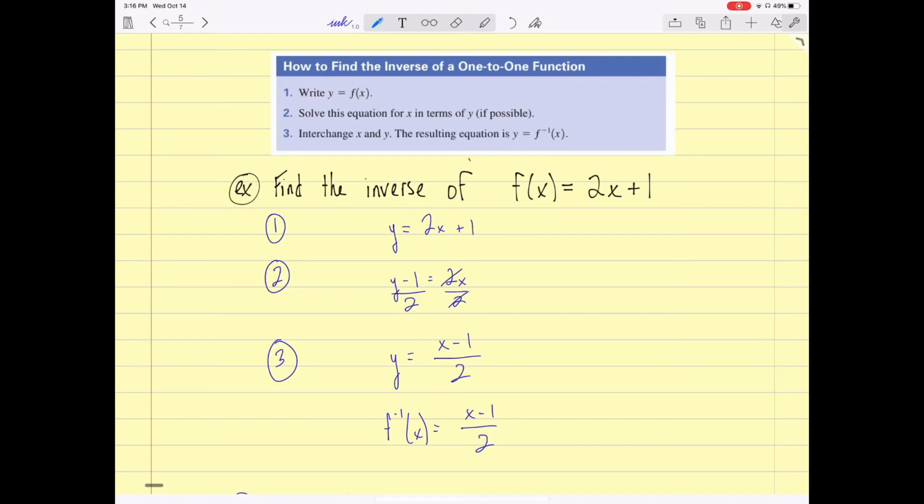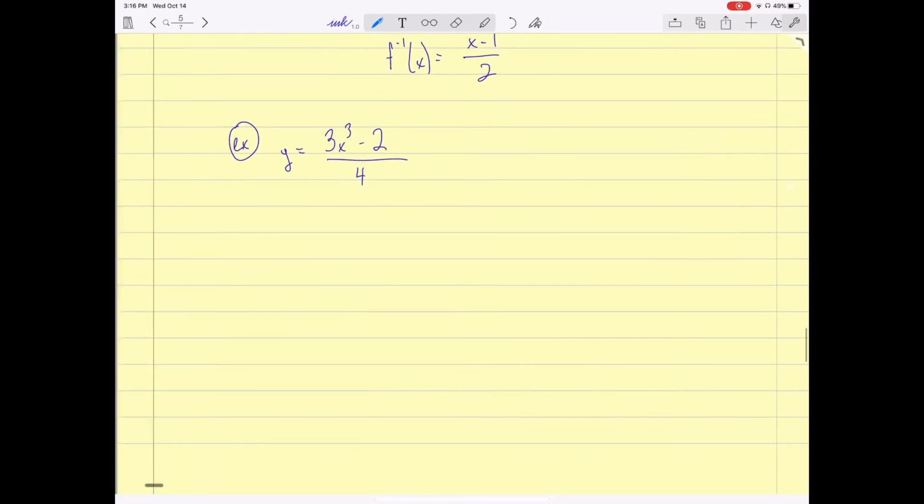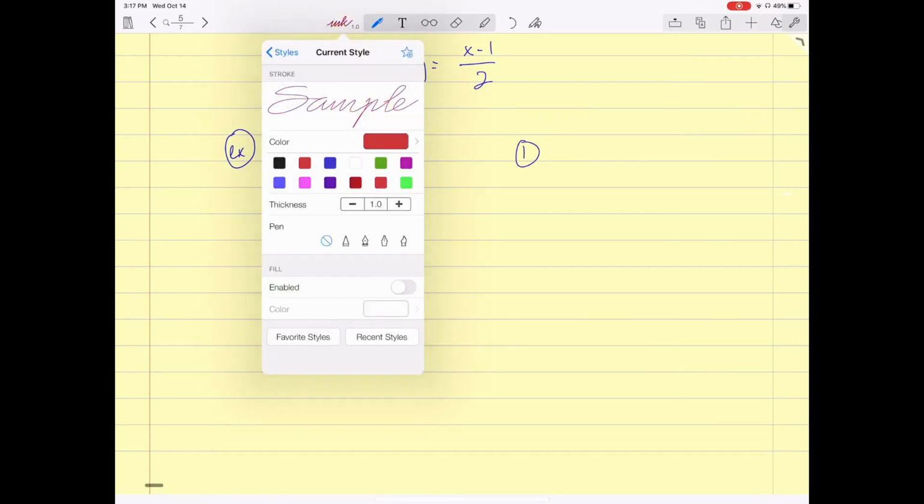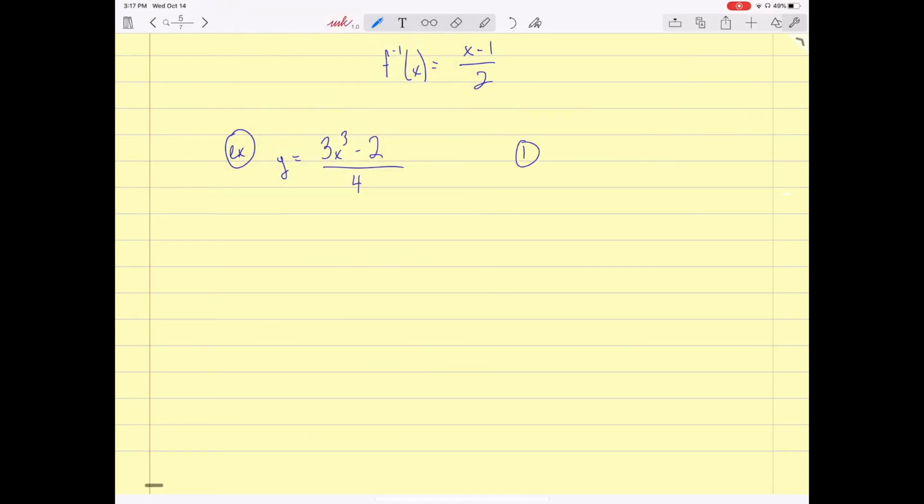So we'll do another one like that. This one looks a little bit more complicated. We're going to find the inverse of it. It's already set to y equals, so that's like step 1. Then we're going to multiply and solve this for x. So we multiply both sides by 4. So we get 4y equals 3x cubed minus 2. We add 2 to both sides. Okay, divide by 3.